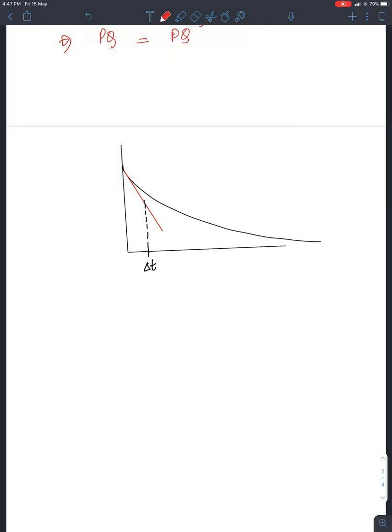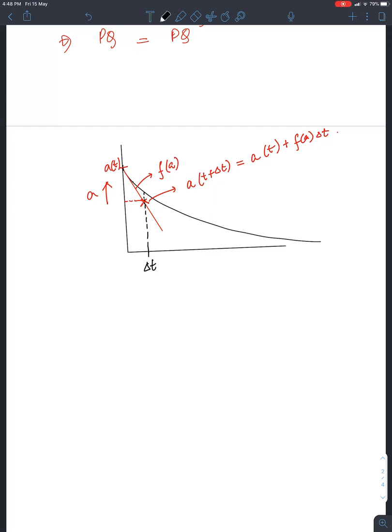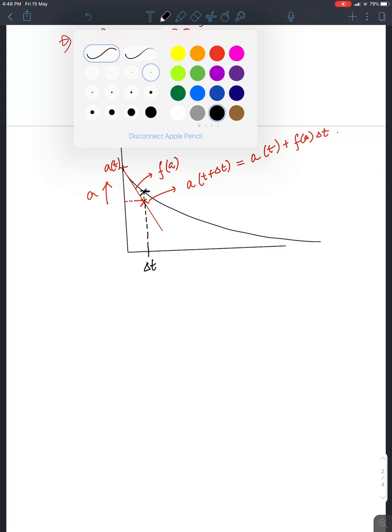This line is actually going to give my f of A into delta t, so this point will actually be our A(t + delta t) is equal to A(t) plus f of A into delta t, instead of the actual point here.